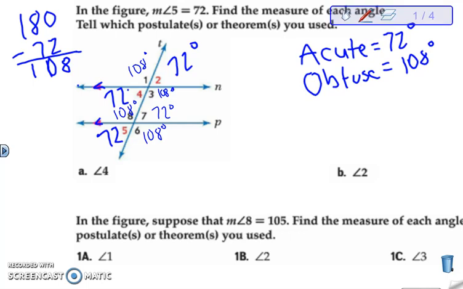So when it asks me to find angle 4, I just look at what's next to the 4. It's an acute angle, so it's 72 degrees. And it tells me to find angle 2. Oh look, angle 2 is also acute, so it's got to be 72 degrees. And again, when we want to say the measure of an angle, put the little m, then the little angle sign, and we say which angle we are using.